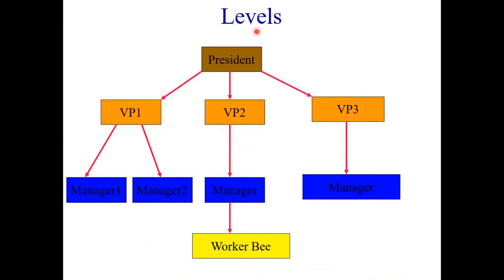Look at the levels. The president is at level 1. VP1, VP2, VP3 are level 2, nothing but the children of the president. So the children of the root node come under level 2. The managers, the grandchildren of the root, come under level 3. And worker B, the great grandchildren of the root or president, comes under level 4.